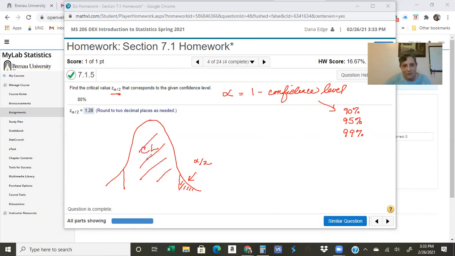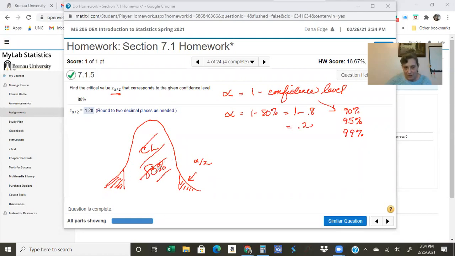Let's say this was 90%. Well, in this case, it's 80%. We'll go with this problem. So in this case, we're talking about a confidence level of 80%. That means that alpha is 1 minus 80%. Well, that's 100% minus 80%. So it's 1 minus 0.8 or 0.2. But the 0.2 is split between both the tails.